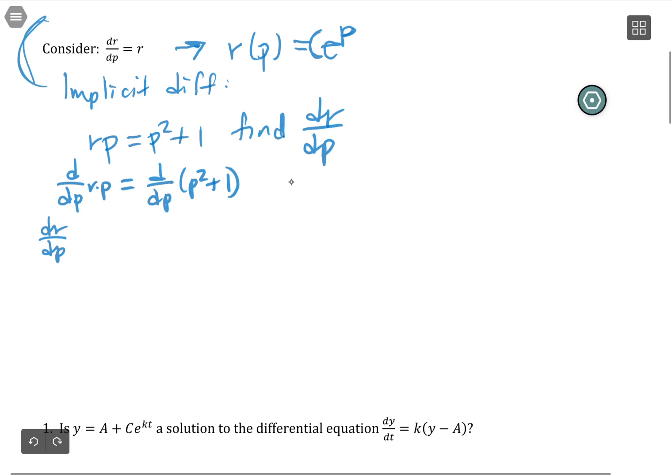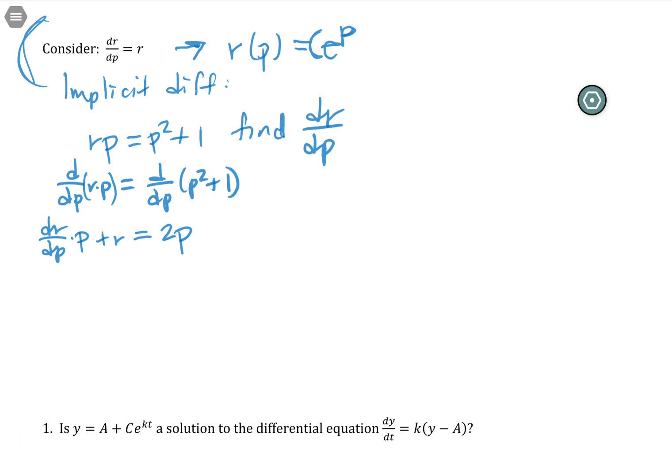Okay, so let's see, this is a product rule. I should be clear on what we're doing. dr dp times p plus r times dp dp, which is 1, is equal to 2p, and you could think of chaining out a dp dp, but again, that's 1, plus 0. So this could be considered a differential equation. We can even keep going.